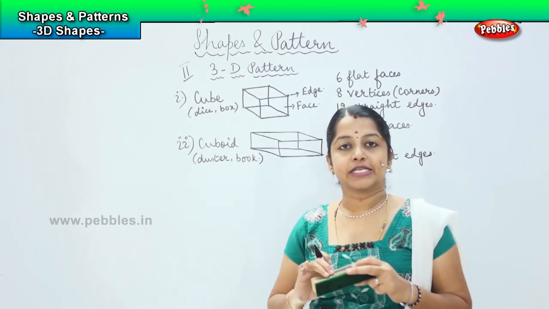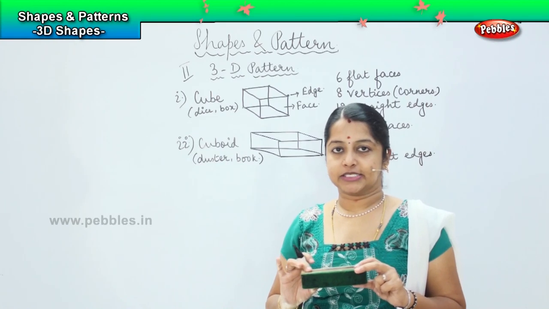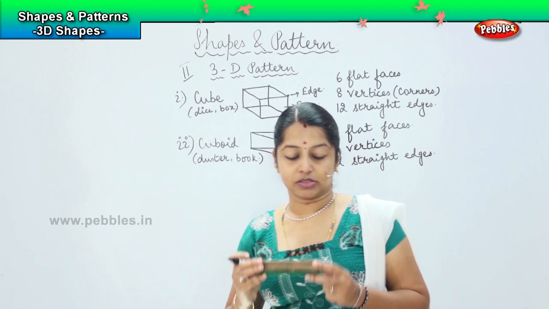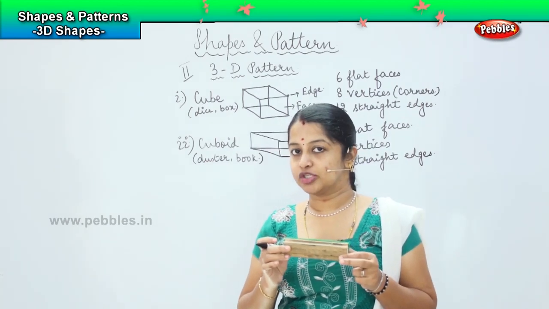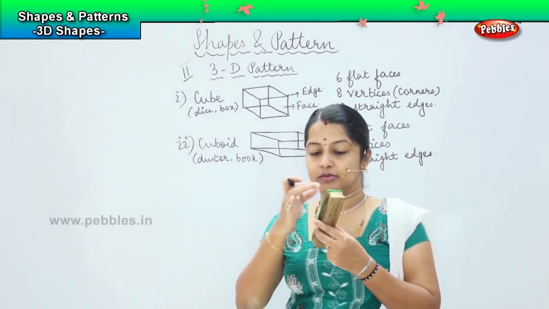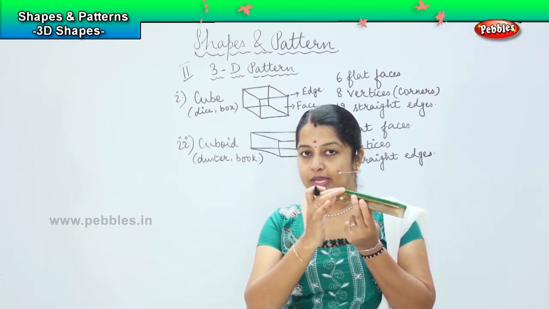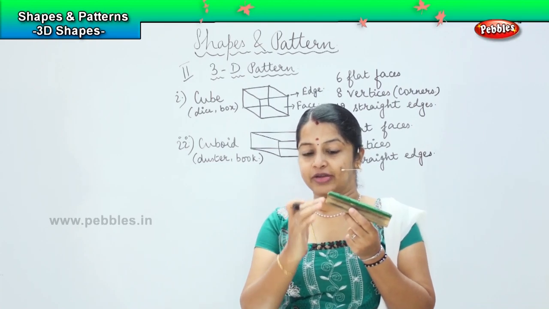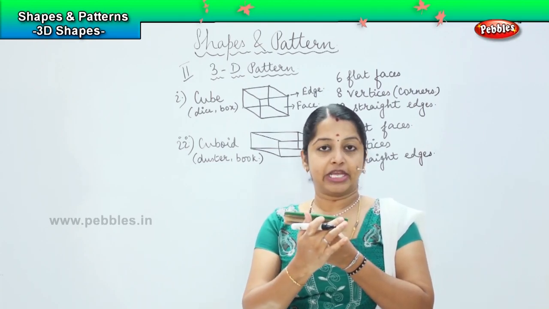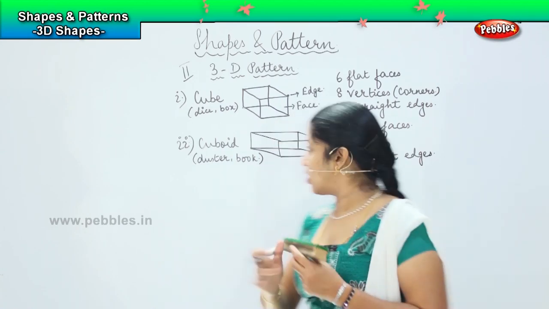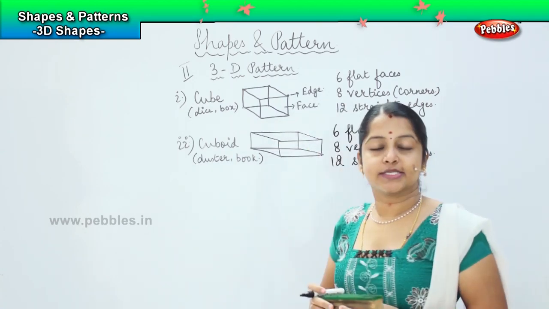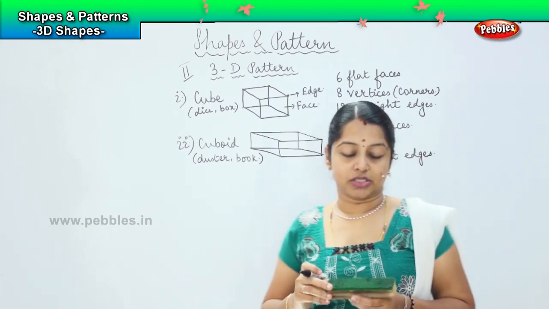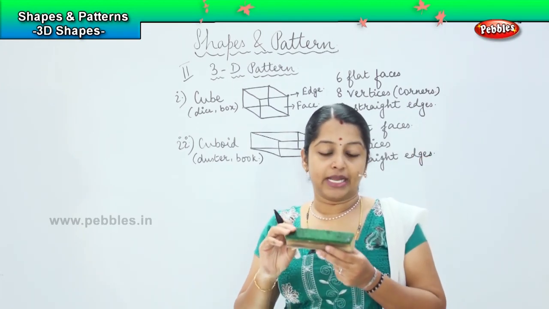1, 2, 3, 4, 5, and 6. So it has got six faces. Okay. The next one is eight vertices, which means the corners. So let us count the sides of the corners. 1, 2, 3, 4. Then this side, 5, 6, 7, and 8. So it has got 8 vertices or corners. Okay. The next is 12 straight edges. That is the line. Shall we count the line?